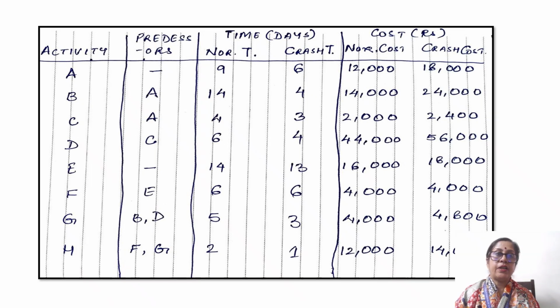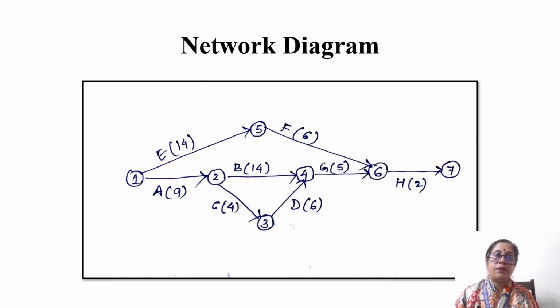So please note, we are given 8 activities today, that is from A to H. The immediate predecessors are given, the time is given, that is the normal time, and the crash time of these activities is specified in days, and the cost is given in rupees. Now for this project we will draw the network diagram. Now you can see we have all the activities from A to H mentioned in this, plus we have the duration of the activities mentioned in the parenthesis.